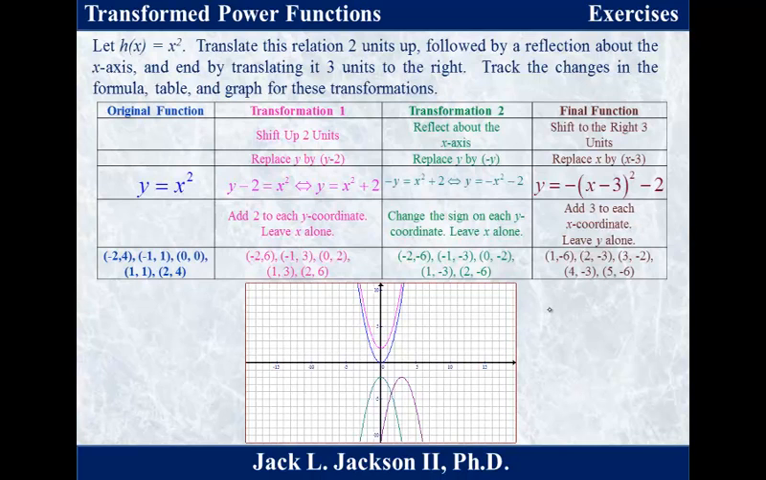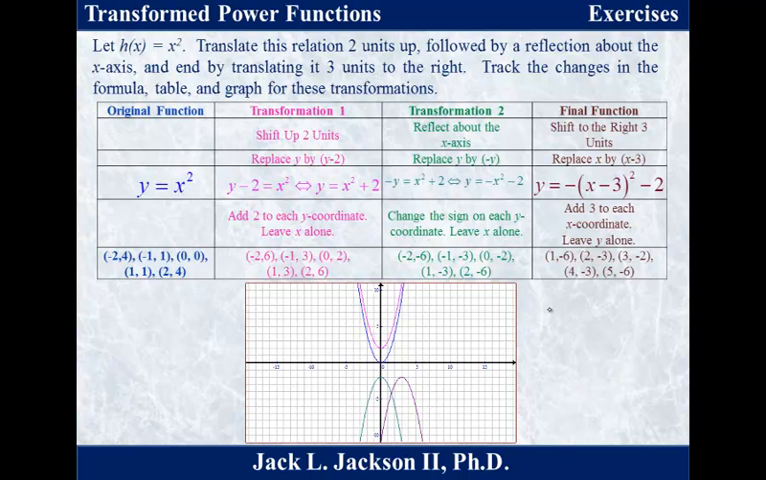Now the green one is going to become the pre-image for the next step as we shift it to the right 3. Going right 3, we're going to add 3 to each x coordinate, leave the y's alone. So negative 2, negative 6: the negative 6 is left alone, but we add 3 to negative 2 to become 1, negative 6. Similarly, we add 3 to negative 1 to change negative 1, negative 3 to 2, negative 3. 0, negative 2 goes to 3, negative 2. 1, negative 3 goes to 4, negative 3. And 2, negative 6, when we add 3 to the 2, we get 5, negative 6.